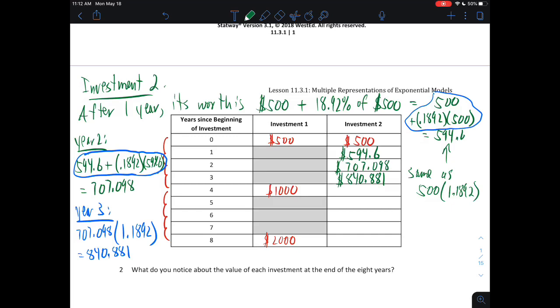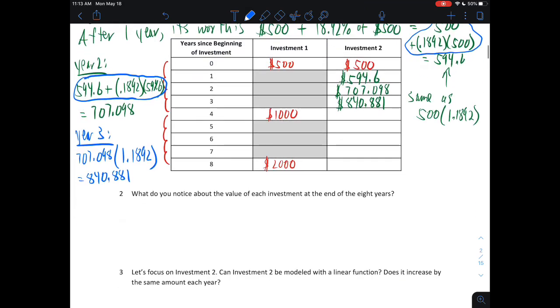So let's try this out for year 4. I'm going to take where we left off in year 3, 840.881, and I'm going to multiply by 1.1892. So 840.881 times 1.1892. And I get 999.976.